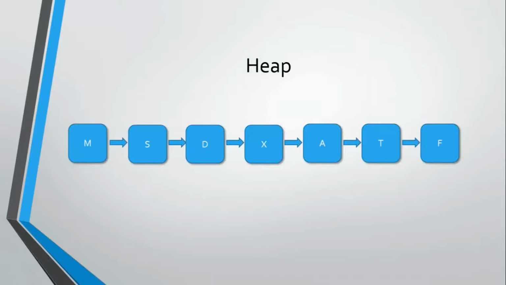The only way I could do that is by starting at the beginning, the letter M. Is the letter M an A? No, it's not. I got to keep going. Is S an A? No. Is D an A? No. Is X an A? No. Is A an A? Yes. Finally, I found it. So I had to basically scan through that table to try to find that item.